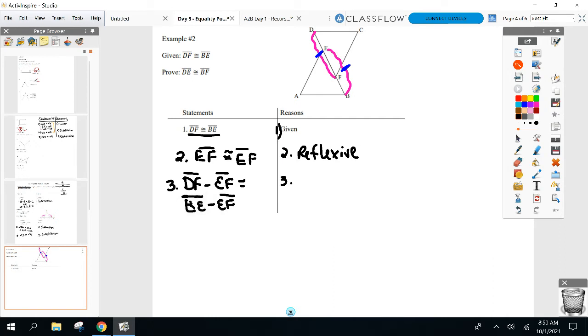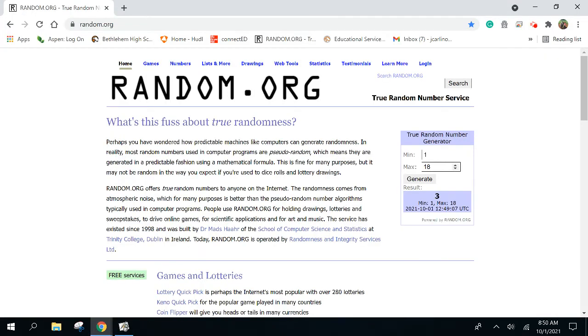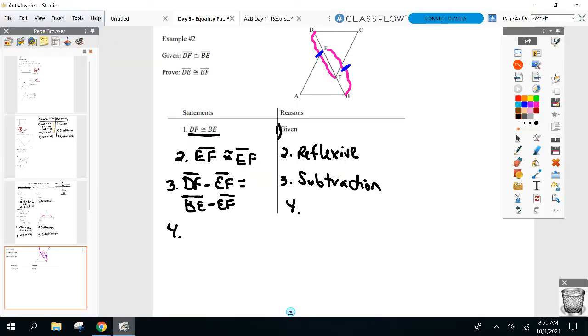What gave you the right to do that? Subtraction. Yep. And here we go with 4. Can you replace now? Replace. 1, 7. Hi, Maddie. DF minus EF is DE. BE minus EF is BF. And that's substitution. Yep.